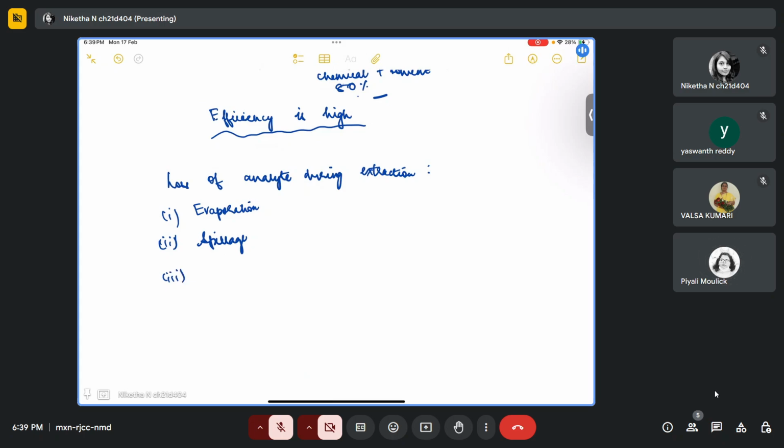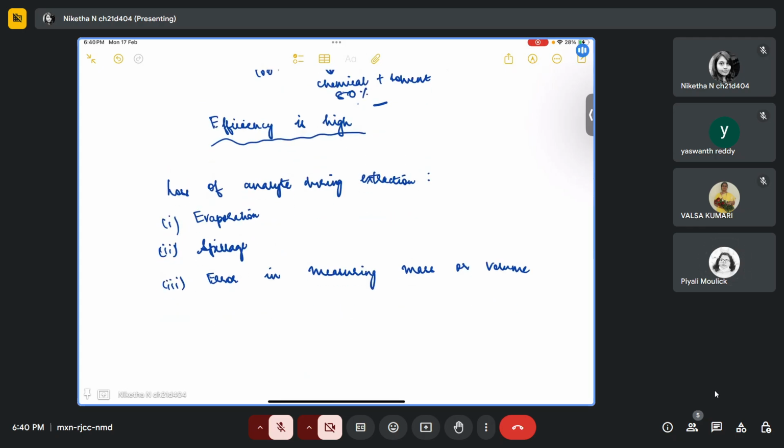And sometimes there could be error in measurements, in the measurement of mass or volume. If you incorrectly measure the volume, then your concentration is going to change. Same goes for mass. For example, if the volume is estimated slightly higher than the actual, there could be a reduction in the concentration.